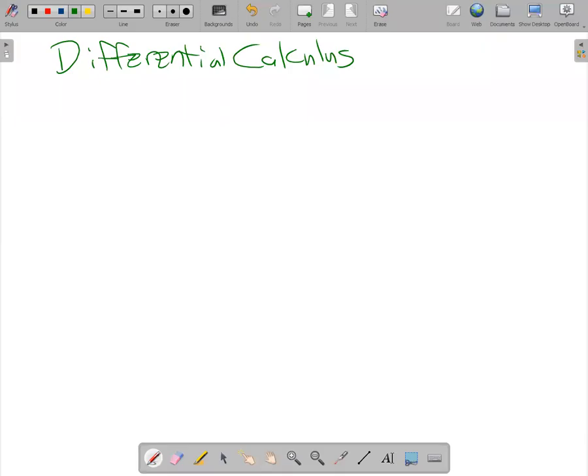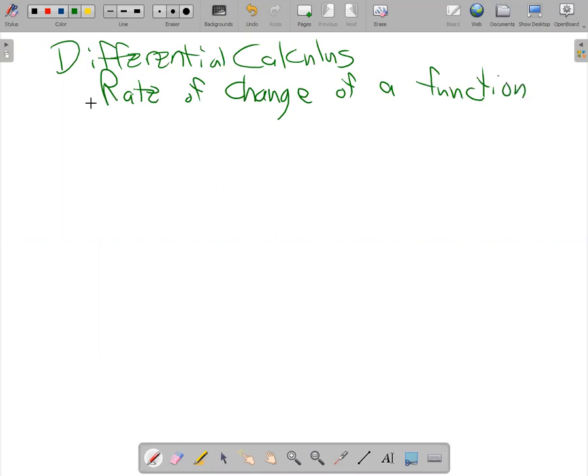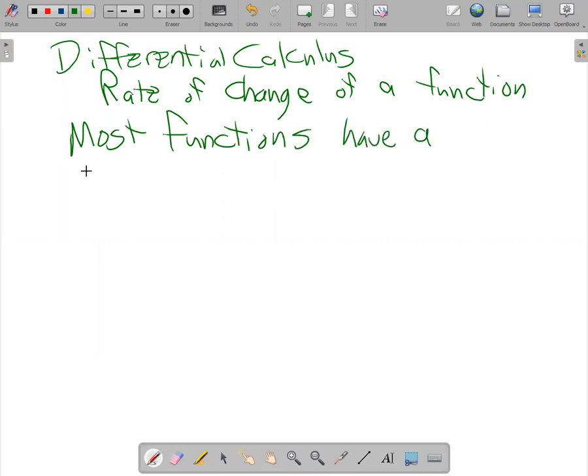Just for fun. So differential calculus, I mentioned the other day, is the idea of a rate of change of a function. And most functions have a rate of change function. We call that the derivative function. And we'll just look at a few examples of those right now and kind of figure out our goal. So most functions have a derivative function.